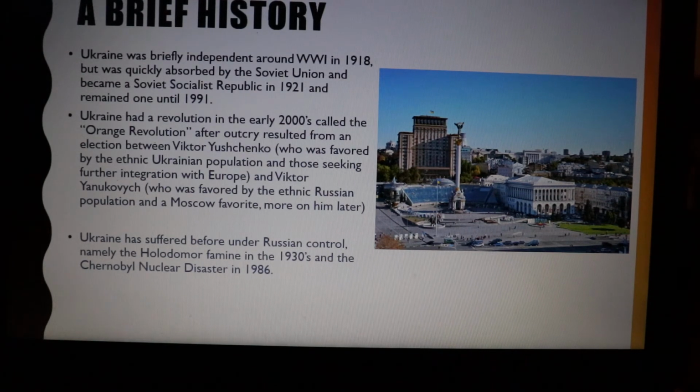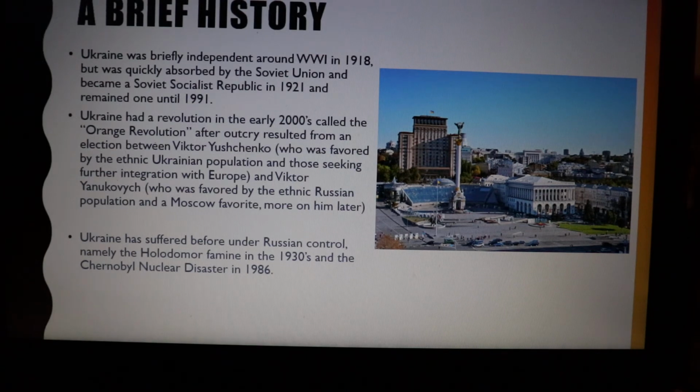So a brief history is that Ukraine was briefly independent after World War I around 1918, but then it was quickly absorbed into the Soviet Union by 1921 and remained so for 70 years until 1991 when they became independent once again. Ukraine had an early revolution in the 2000s called the Orange Revolution, and that came as a result of a very similar situation to the Euromaidan, where you had Viktor Yushchenko, who was favored for wanting to seek integration with Europe and with the ethnic Ukrainian population, versus Viktor Yanukovych, who will come more into play with the Euromaidan as well, who was more favored by the Russian population, a Moscow favorite. And Viktor Yushchenko was also poisoned at one point, but that's kind of a separate thing.